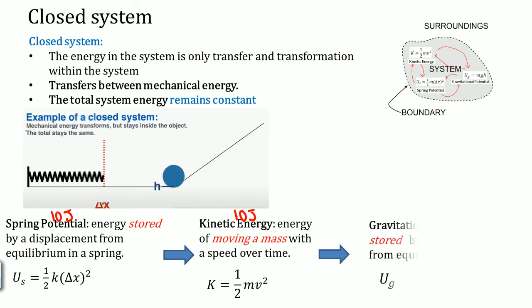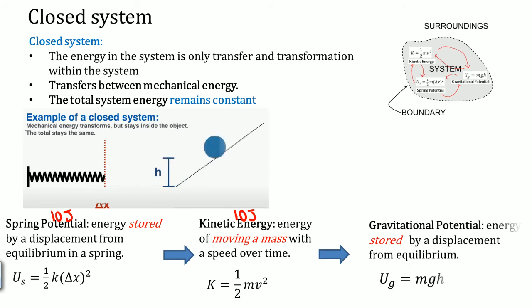As it goes up the ramp, it's going to start gaining gravitational potential energy. Why? Because there's a displacement of height in the vertical direction. So now, as it goes up, it's going to gain gravitational potential. As it reaches its highest point, you could say that here it has all its gravitational potential at 10 joules.